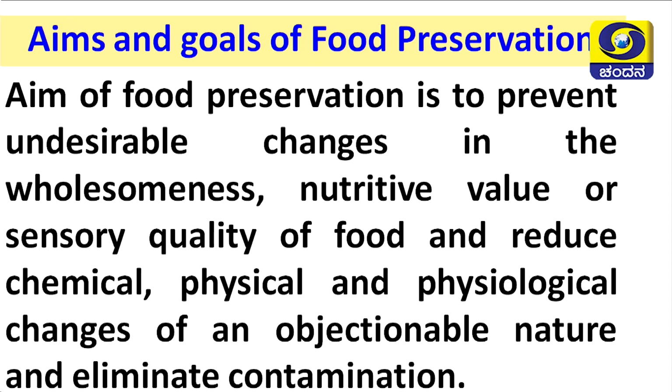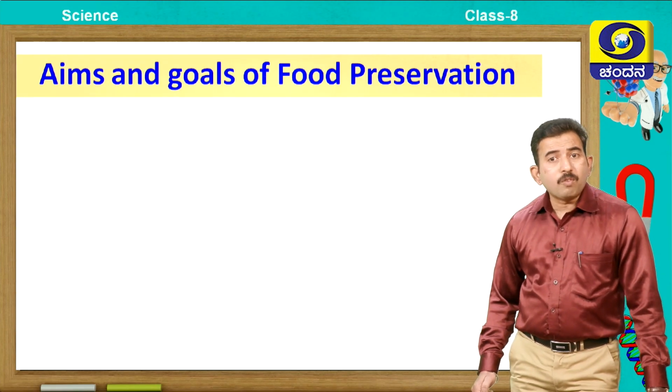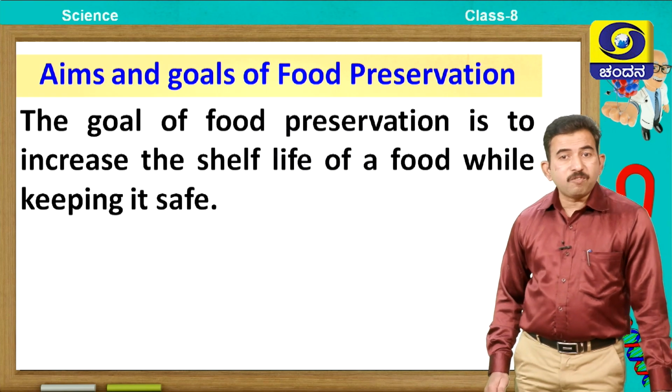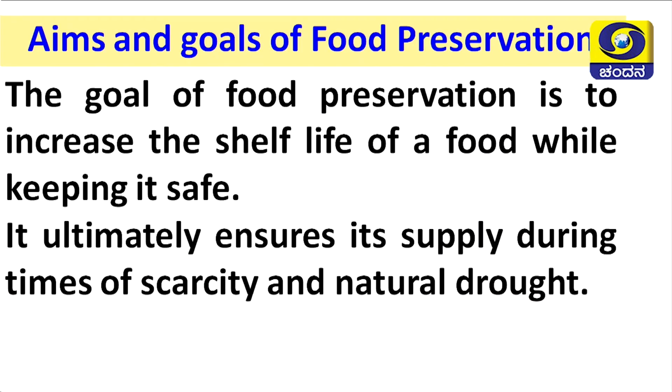The aim of food preservation is to prevent undesirable changes in the wholesomeness, nutritive value or sensory quality of food and reduce chemical, physical and physiological changes of an objectionable nature and eliminate contamination. Let us see what are the important goals of food preservation. The goal of food preservation is to increase the shelf life of a food while keeping it safe, so that it ultimately ensures its supply during times of scarcity and natural drought.